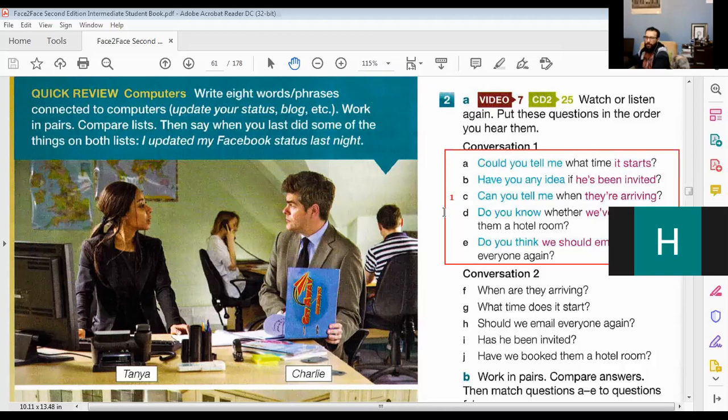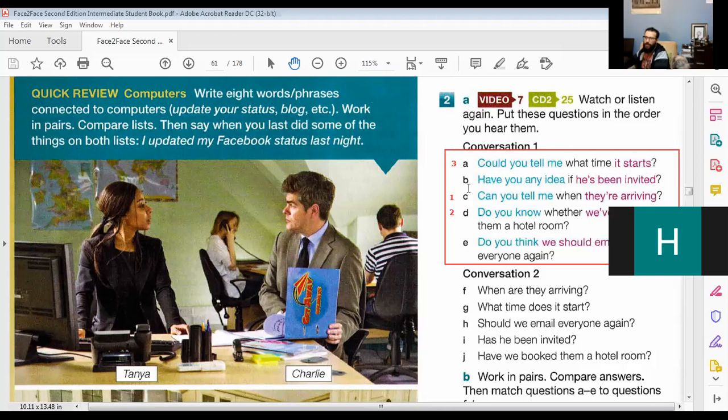Maybe. Okay. Maybe number 2 is A. Could you tell me what time it starts? No, this is number 3. But C and D, I think one of them is the opposite of the other.